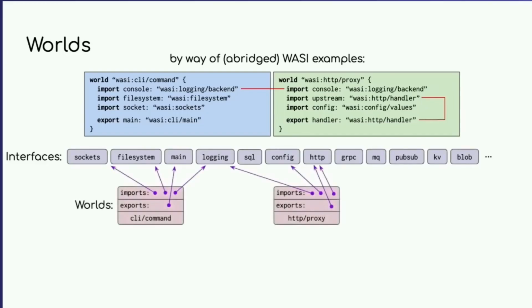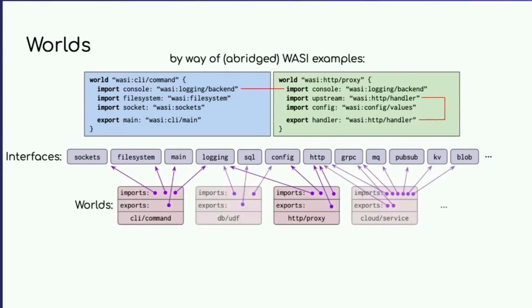So in general, we're going to have bunches of interfaces growing over time, and then worlds select subsets of these interfaces that are imported or exported in a certain context. So I showed these 2, but you can imagine a whole bunch more, like a database user-defined function or a cloud service world, and a bunch more. And because these worlds are set-like, we can say things like the HTTP proxy world is included in the cloud service world. Or we could define an HTTP caching proxy world that extends an HTTP proxy with a cache. And we could define things like unions and intersections on worlds.